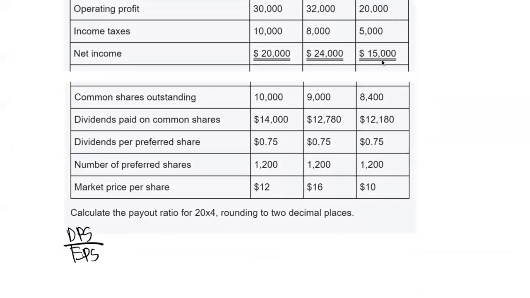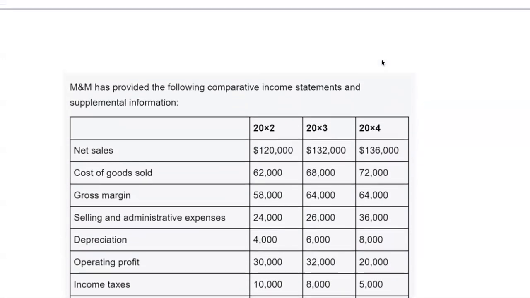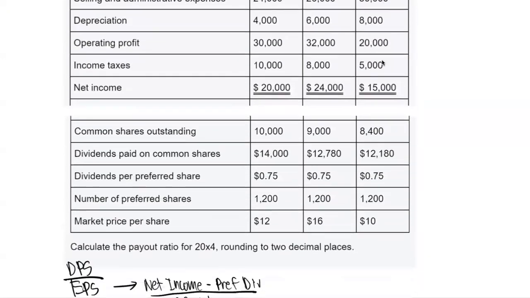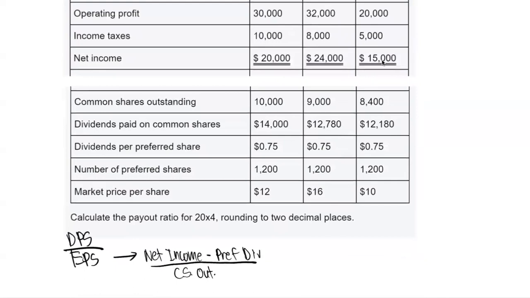So for the earnings per share that is computed by our net income minus preferred dividends divided by the common stock outstanding. So 20x4 tayo, no? So this one, this column. So yung ating net income ng 20x4 ay 15,000. Correct? Yes po.